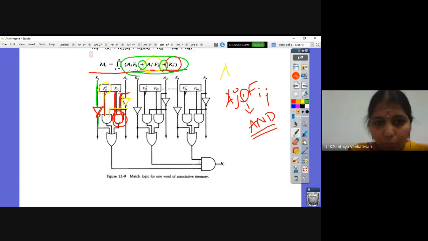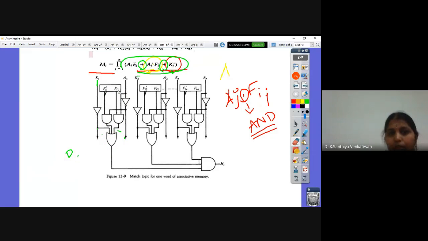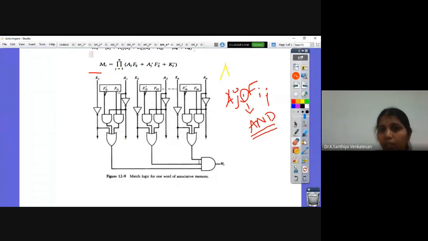So your K1 dash, your Fij and your AJ dash, Fij dash: all the three should be given to an OR gate, because all are plus. So all the three should be given to an OR gate input. This is how you have to draw the circuit.